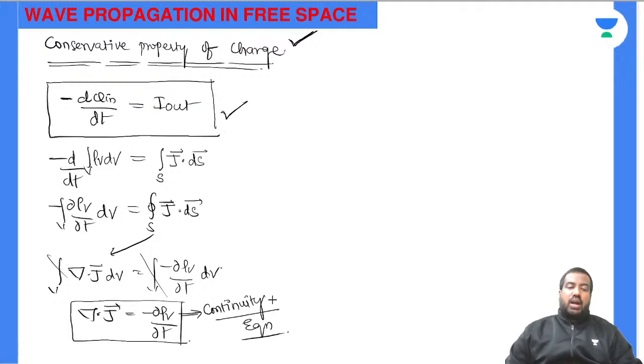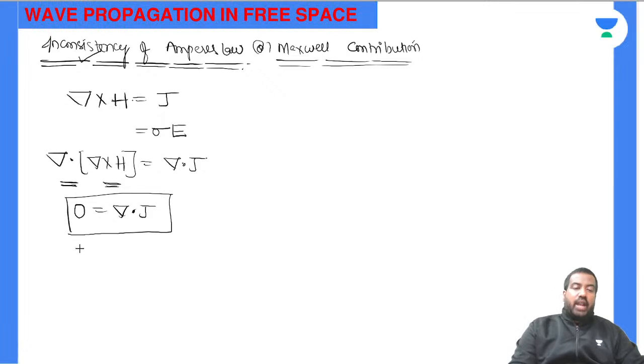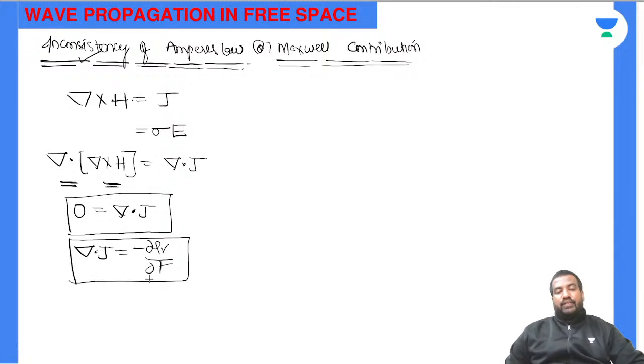It cannot go wrong. So I can say continuity equation cannot be wrong. Am I right? According to continuity equation, del dot J is equal to minus dou rho v by dou t. Clear everyone? But now you got here del dot J is 0. But you know del dot J is minus dou rho v by dou t, which is continuity equation. This cannot be wrong. Therefore, there must be some change in this equation.